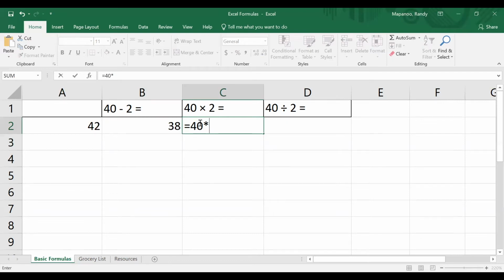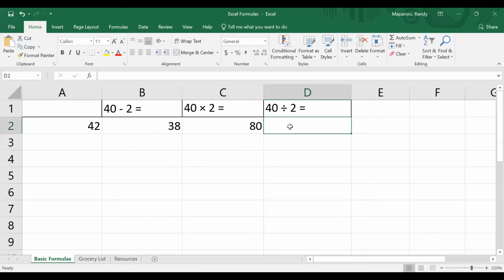All right, 40 times 2, and I'll hit enter. And I get the answer there, 80. And my final one here, 40 divided by 2, I'll start off with that equal sign.